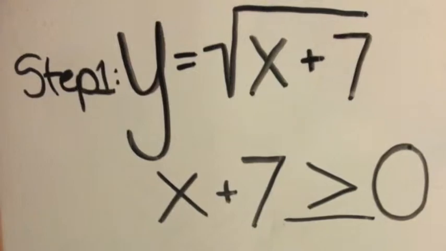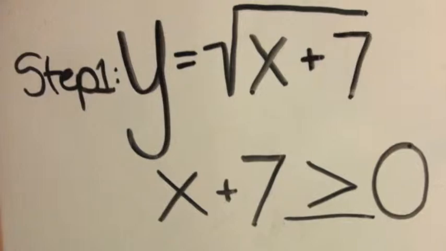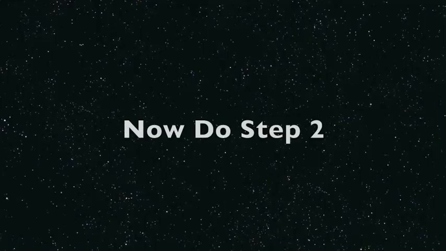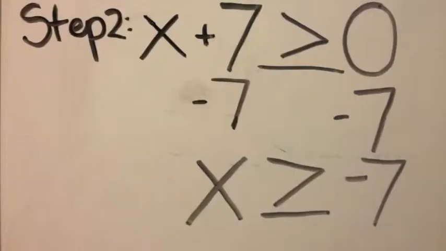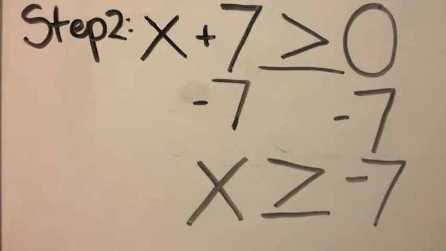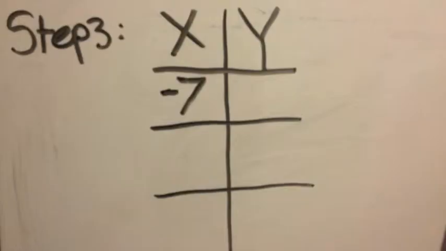Set x plus 7 greater than or equal to 0. Now solve for x. Subtract 7 from each side. For step 3, it is best to use a calculator. Begin your table with -7 because -7 is your domain.